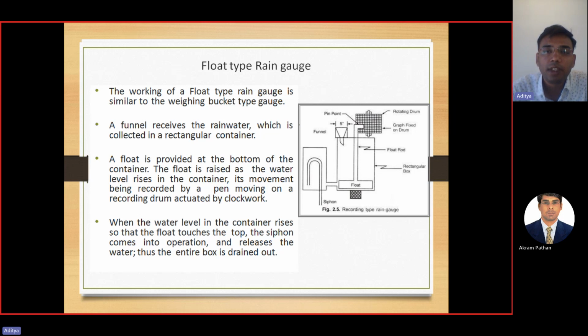Then the next type is the floating type rain gauge. The working of the float type rain gauge is similar to the weighing bucket type gauge. The funnel receives the rainwater, which is collected in a rectangular container, and a float is provided at the bottom. Here you can see the float of the container. The float rises as the water level rises in the container, and its movement is recorded by a pen moving on a recording drum. When the water level in the container rises and the float touches the top, the siphon comes into operation and releases the water, and thus the entire box is drained. The siphon arrangement is placed here.